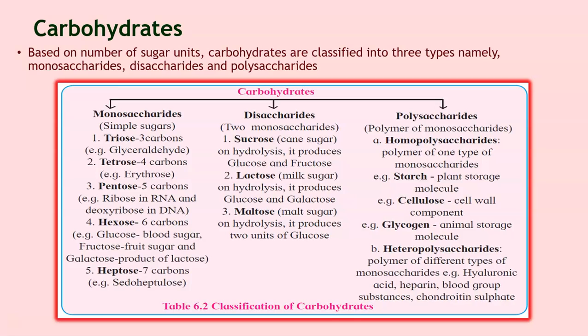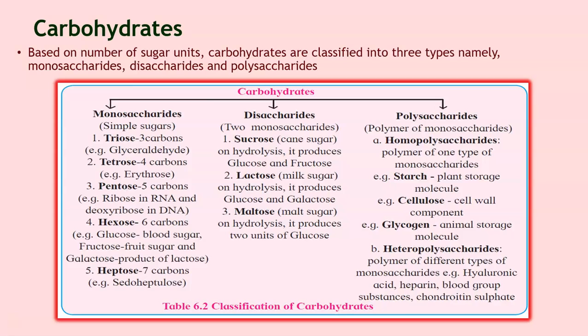They are further classified as trioses, tetroses, pentoses, etc. according to the number of carbon atoms in a molecule, as mentioned in this table. You can see that depending upon the number of carbon atoms, they have these further classifications.